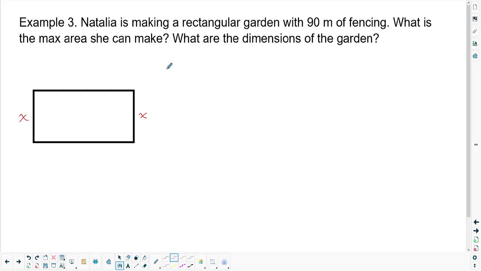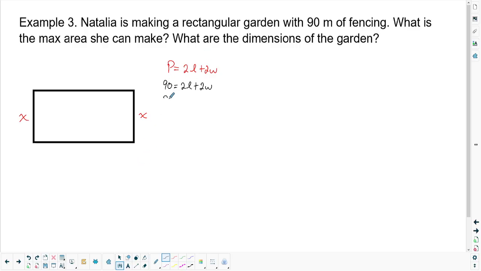Your total perimeter is 90. So perimeter, well, first of all, perimeter is 2 lengths plus 2 widths. This is me kind of just writing it out, and you don't necessarily need to write this out, but you know that 90 is 2 times the length plus 2 times the width.